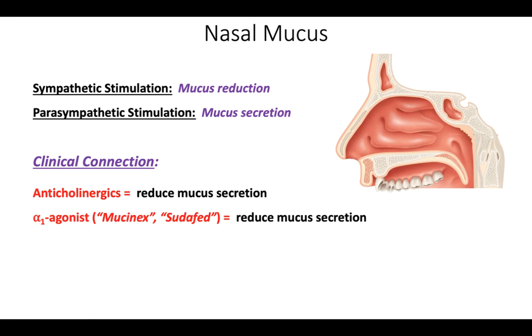So the ingredient in Mucinex and Sudafed act just like sympathetic stimulation. All right, they're agonists. They mimic it. So they can reduce mucus production. All right. So there's an example of knowing a little bit about the autonomic nervous system and then connecting it to some medications that are out there.